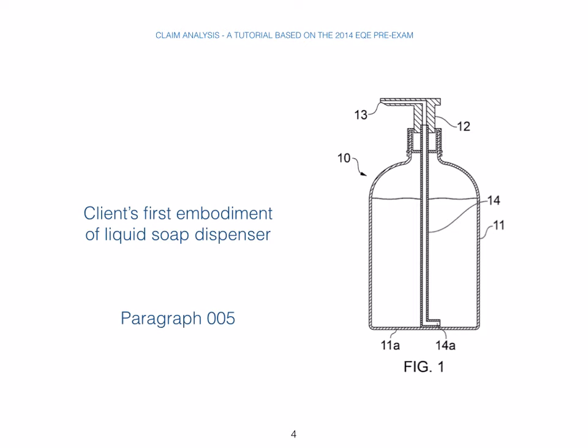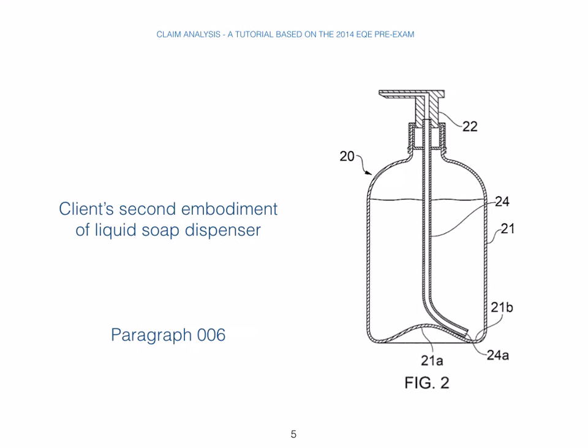We see that 10 is a liquid soap dispenser, 11 is a bottle, 11A is a flat base, 12 is a hand pump with its dispensing nozzle 13, 14 is a tube, and 14A is the tube's end part. The client's second embodiment is described in paragraph 6 with respect to figure 2, which is now on the slide.